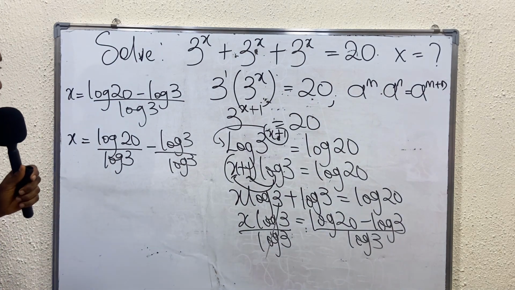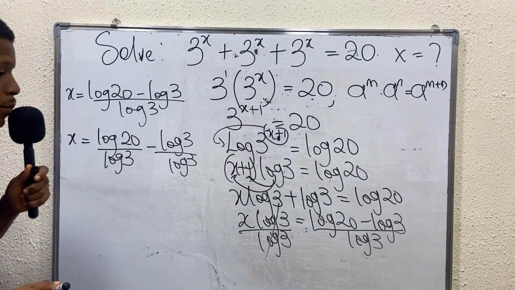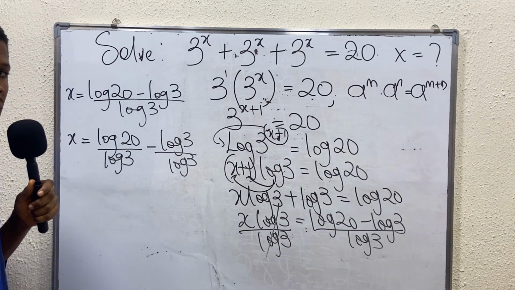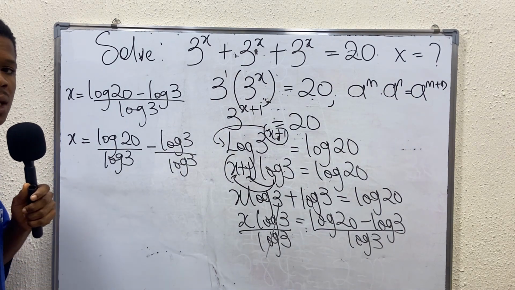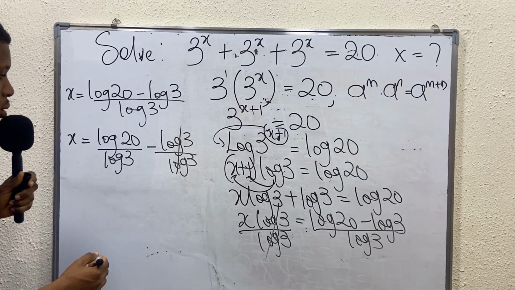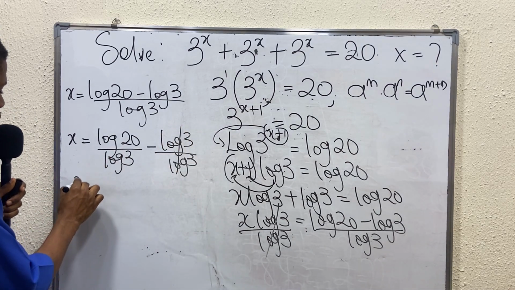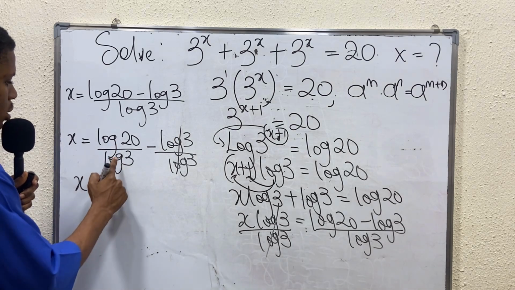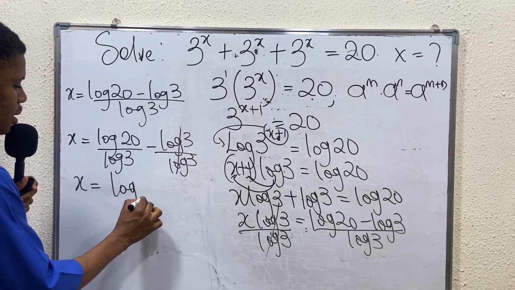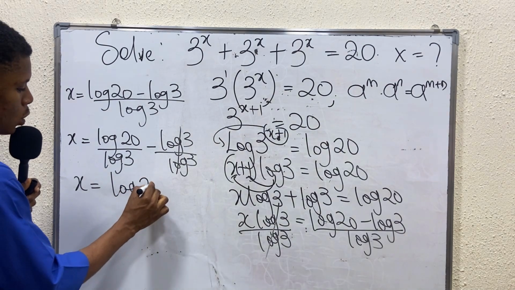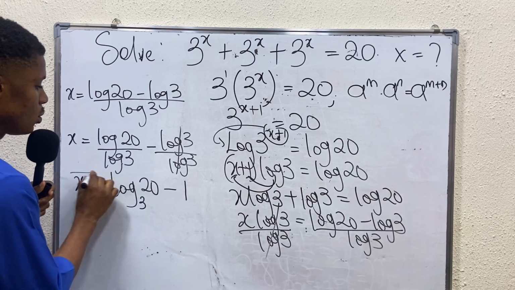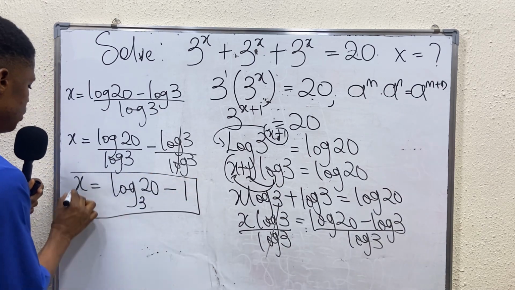What do you observe? Log 20 can now be seen as what? We can write 20 as 4 times 5, okay? 4 times 5 is 20. We can use change of base. So x is now equal to change of base. The bases are common, so I can write it as log of base 3 of 20, then minus, this is now 1. So this is actually the value for x.